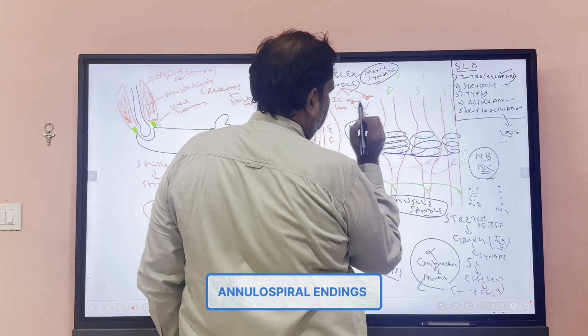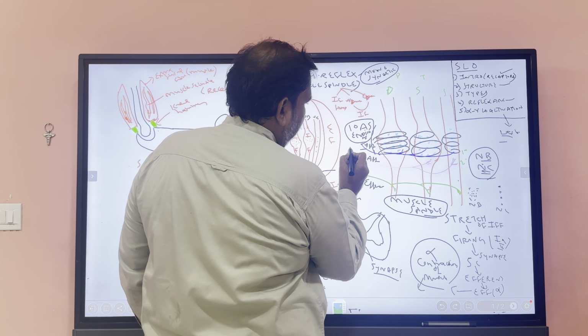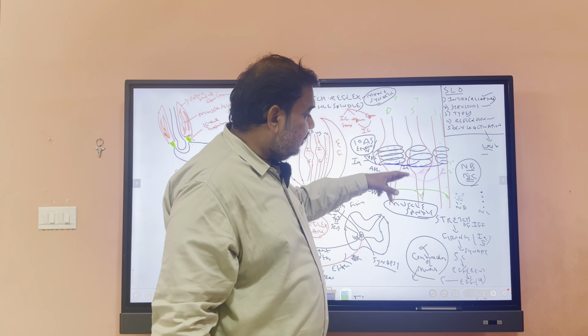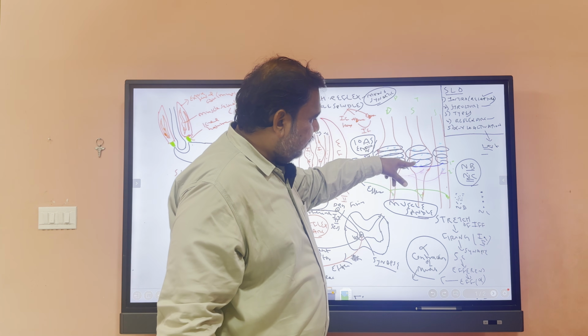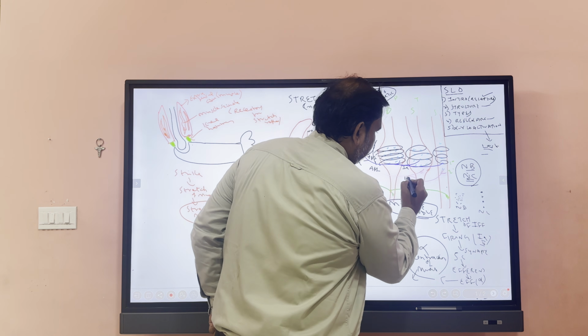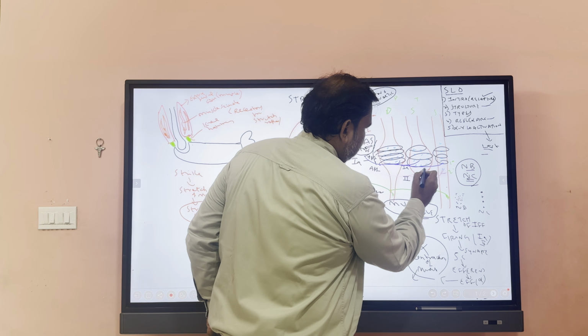Primary annulospiral endings, 1A, please note it down. This one is 1A. So 1A is supplying both nuclear bag fiber as well as chain fiber. Note it down. This one is 2, the violet pink color. Let us see.